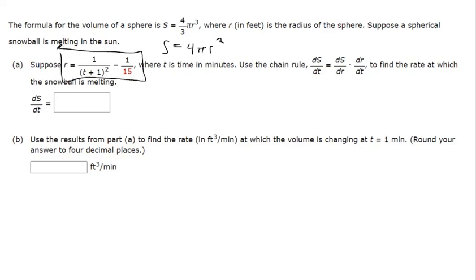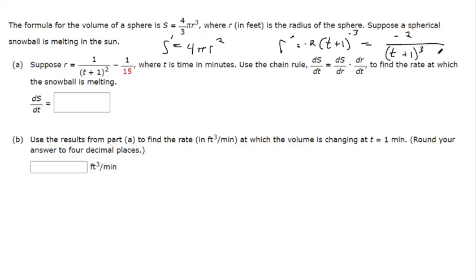So we just need to take a derivative of this one. That's our s prime, sorry. The derivative of r is going to be, this is t plus 1 to the negative second power. So the negative 2 comes down and multiplies. Then the power gets reduced by 1. Instead of negative 2, now it's a negative 3 power. And then the derivative of a constant's nothing. So in other words, this is negative 2 over t plus 1 to the third.